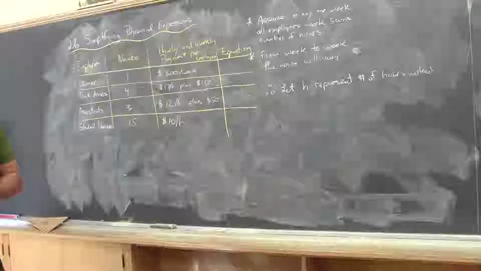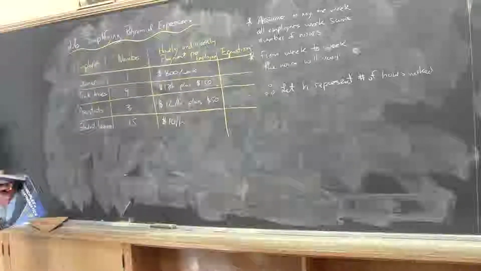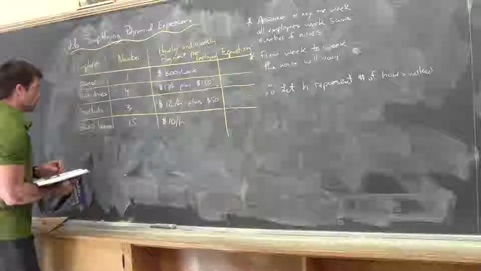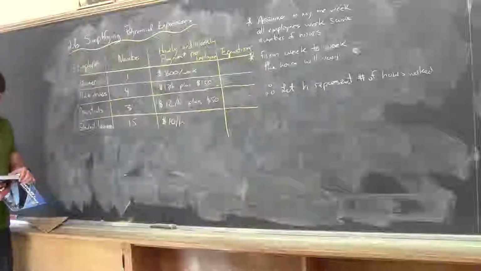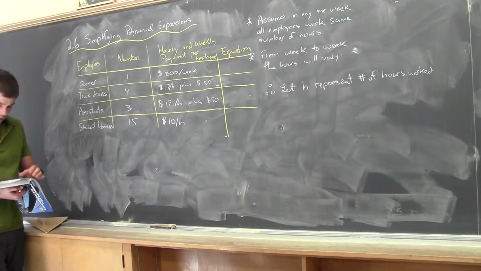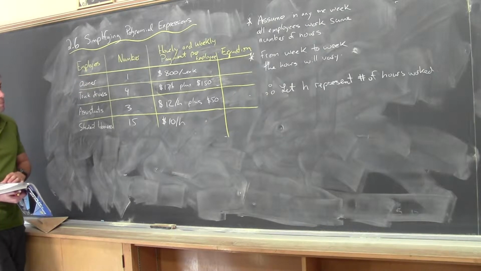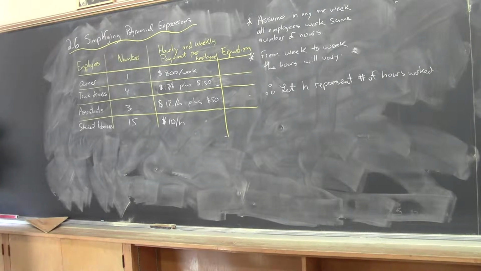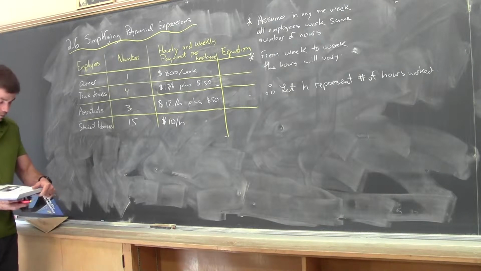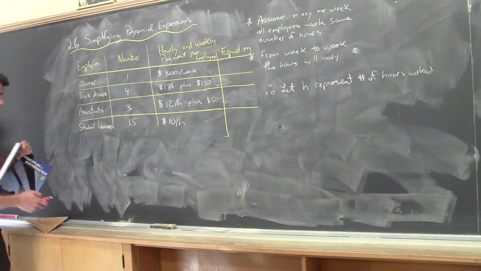Todd has a landscaping business. He employs 4 truck drivers, 3 assistants, and 15 student laborers. The pay structure for the business is shown below. Okay, you can skip that. That's on the board. Yeah, keep going. Todd wants to use a spreadsheet to determine his weekly payroll. He assumes that in any one week, all of the employees will work the same number of hours, but also that the number of hours they work from week to week will vary.